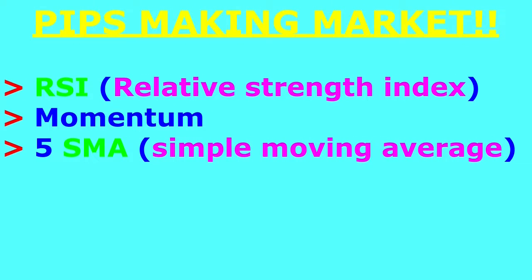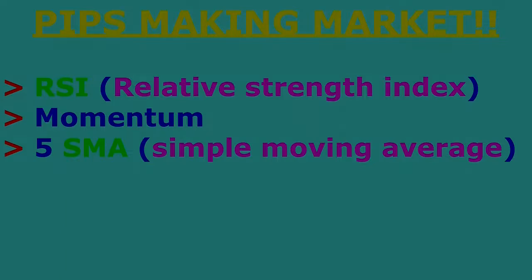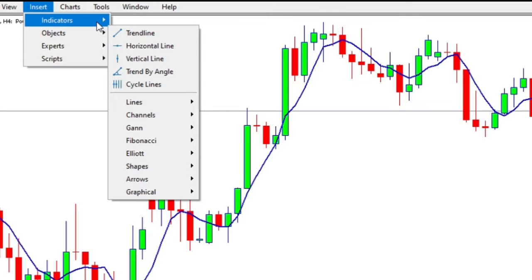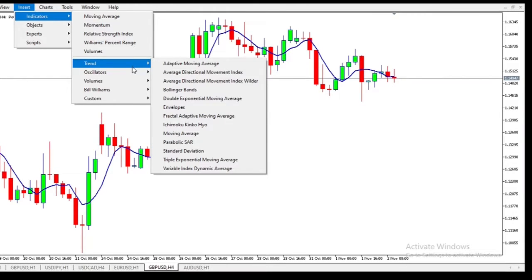The first one is the RSI, that is the Relative Strength Index. The second one is the momentum, and the third one is the 5 SMA, that is a 5-period simple moving average. They are already on your MT4. Just go to your MT4, upload your momentum. You see the momentum and the RSI, they are oscillators.